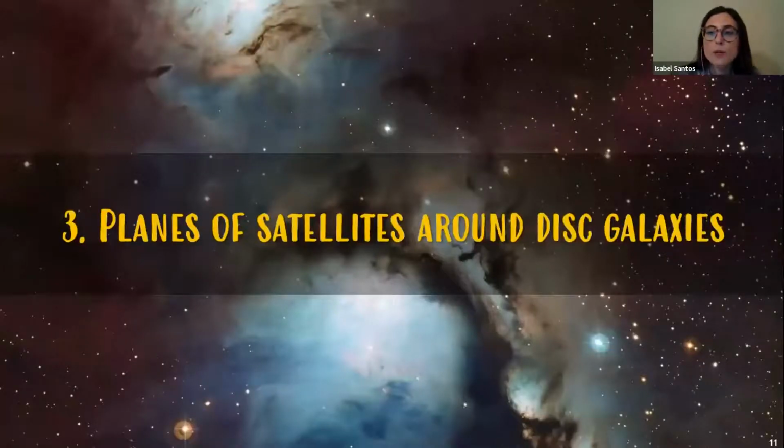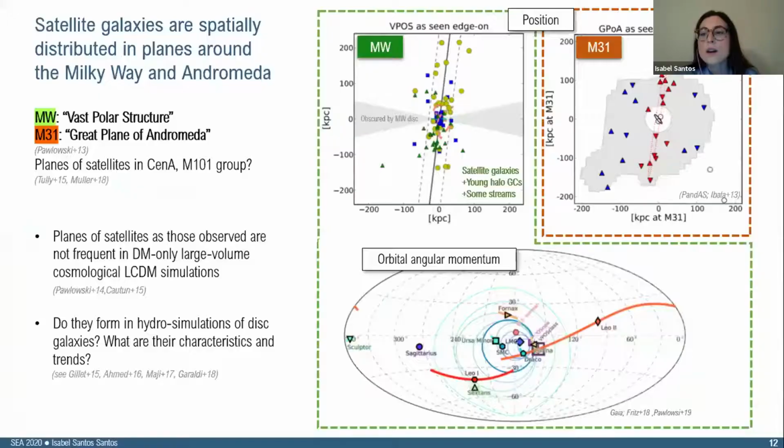Finally, I will talk about a project that represented the bulk of my thesis, the second half, which studies the problem of the planes of satellites. Satellite galaxies in the Milky Way are spatially organized in a planar structure that is mostly perpendicular to the galactic disk. Also, young globular clusters in the halo and some streams align with this structure.